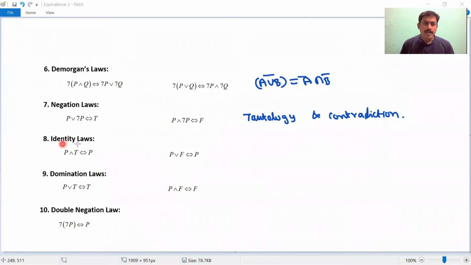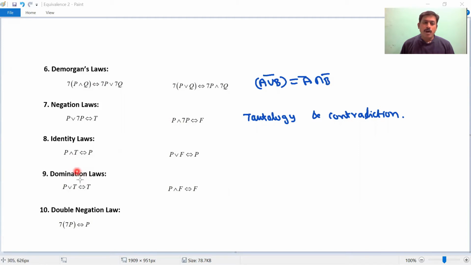Next law is identity law. P and T equivalent to P. Dual of this is P or F equivalent to P. Identity law means if you operate a variable with the truth value, you are getting the result as the variable. This way we can remember the identity law.